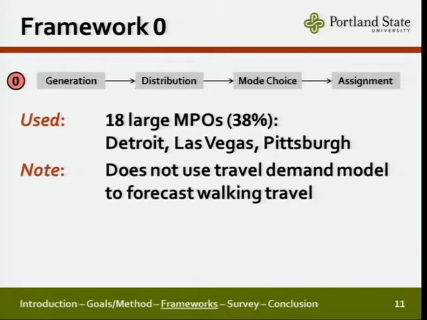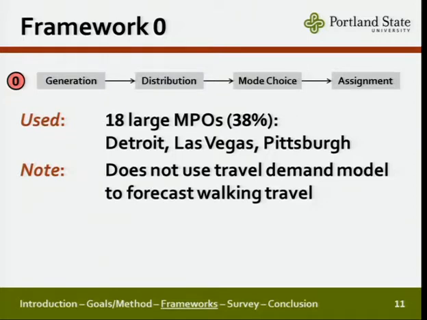So let's get started. Framework 0 is what we called those models that did not represent non-motorized travel at all. They only consider motorized travel, travel by car or maybe by transit. A number of large MPOs still use this today, spread out all over the country. We found 18 that did so.